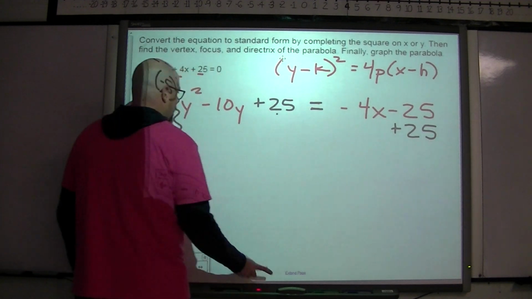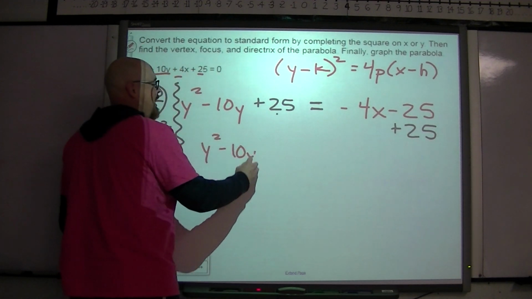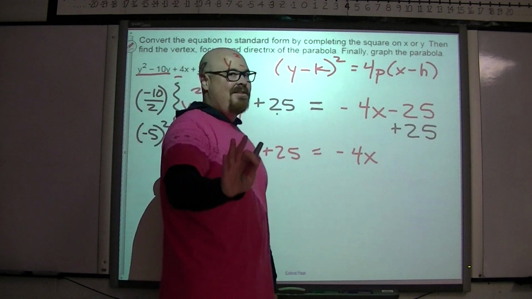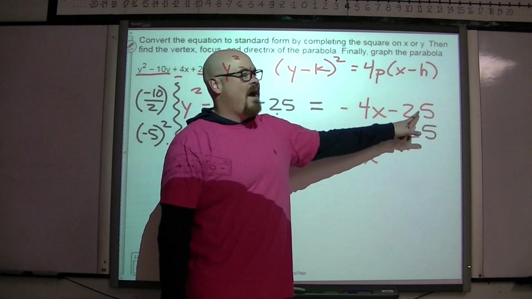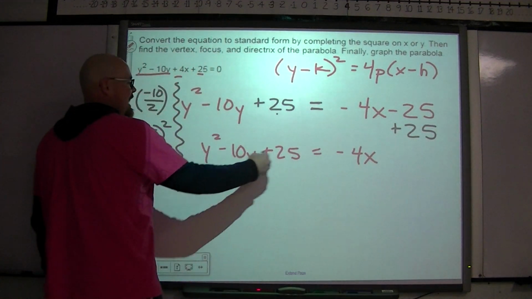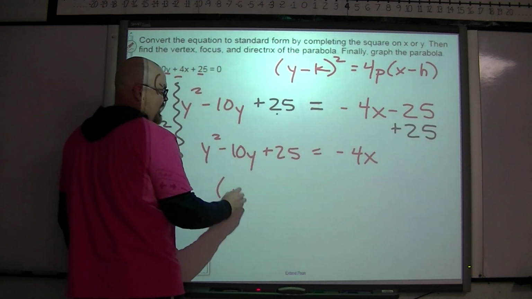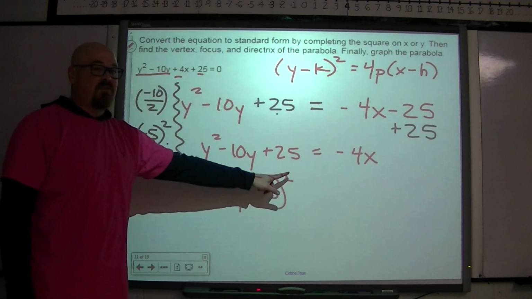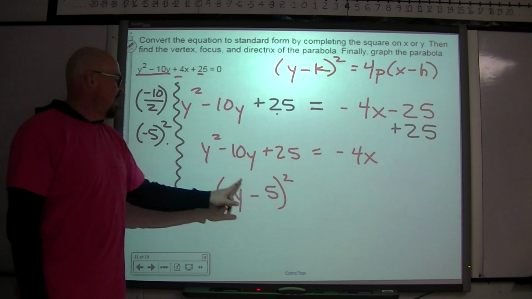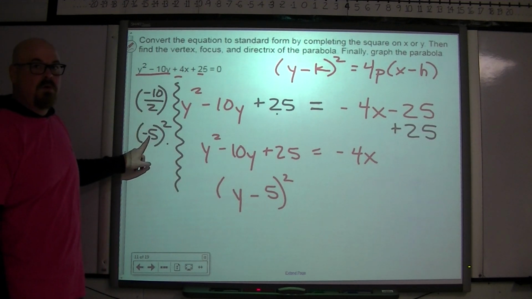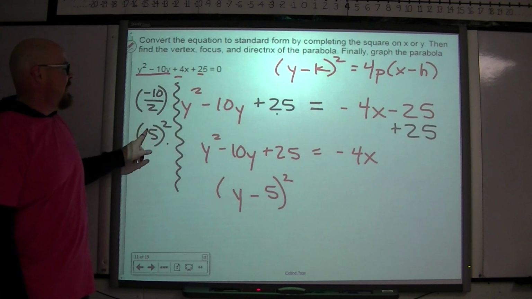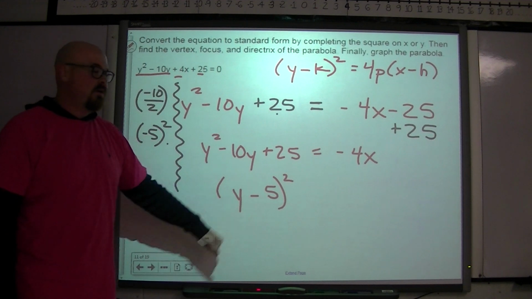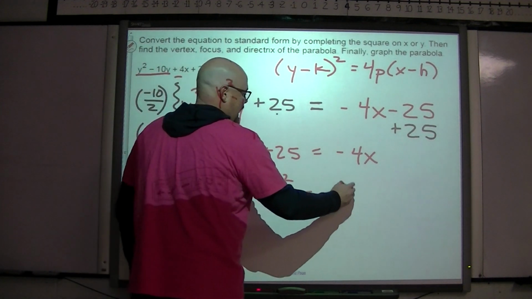So where are we at this point? We have y squared minus 10y plus 25 equals negative 4x. And this isn't always going to happen, but these terms are opposites and they cancel. But now that I have this trinomial set up, I can write that as the squared binomial y minus 5 squared. Remember that this number here is whatever that was divided by 2. So when I took negative 10 and divided it by 2, and then squared it, whatever it was before I squared it, that's what goes here. And that is equal to negative 4x.